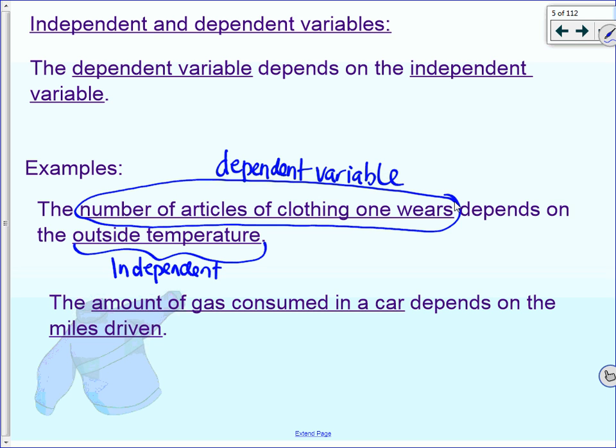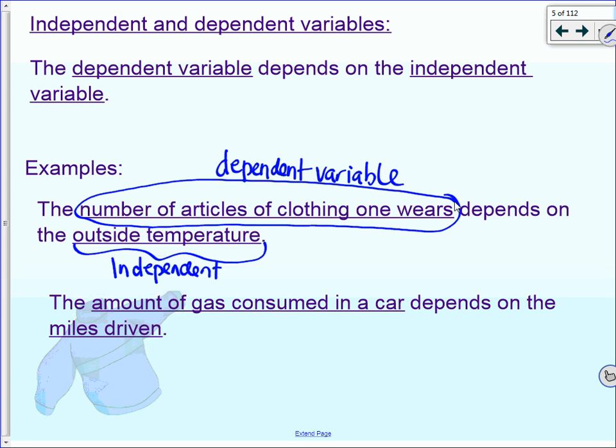If this were reversed, literally what it would mean is if you put more clothes on, it would get colder outside. Do you see how crazy that sounds? If the temperature outside depended on how many clothes you wore, you could control the weather. So that is not the case.